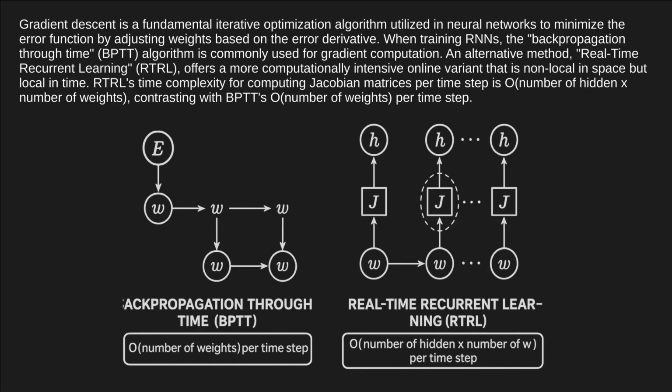Gradient descent is a fundamental iterative optimization algorithm utilized in neural networks to minimize the error function by adjusting weights based on the error derivative. When training RNNs, the backpropagation through time, BPTT, algorithm is commonly used for gradient computation. An alternative method, real-time recurrent learning, RTRL, offers a more computationally intensive online variant that is non-local in space but local in time. RTRL's time complexity for computing Jacobian matrices per time step is O(number of hidden × number of weights), contrasting with BPTT's O(number of weights) per time step.